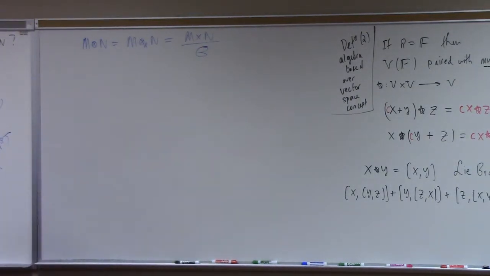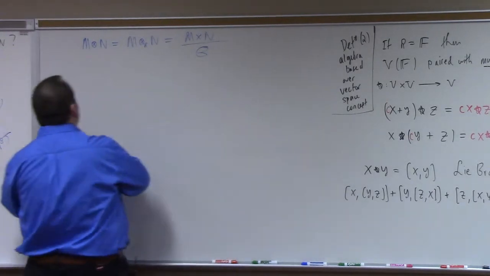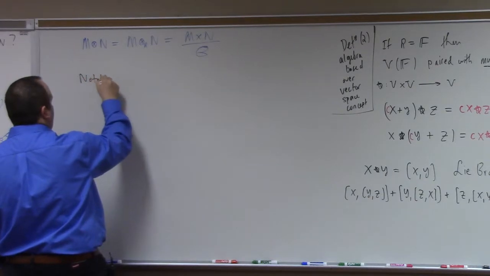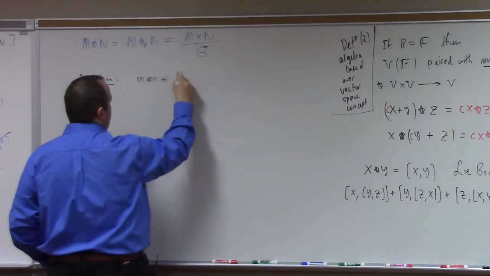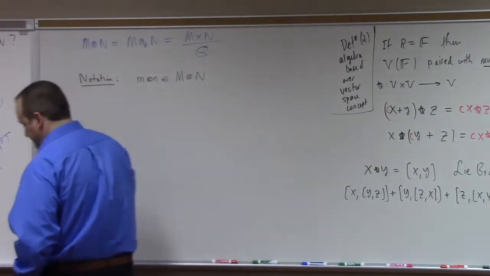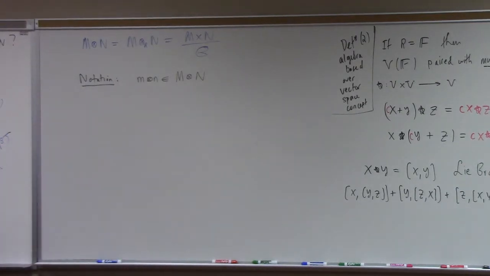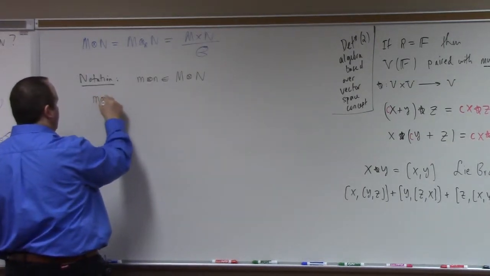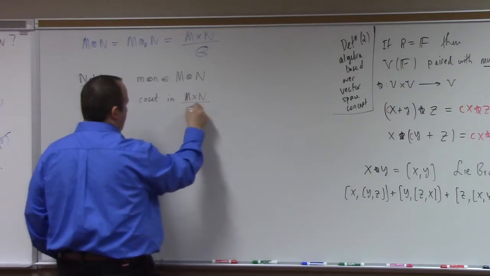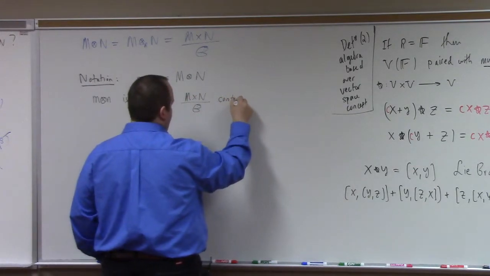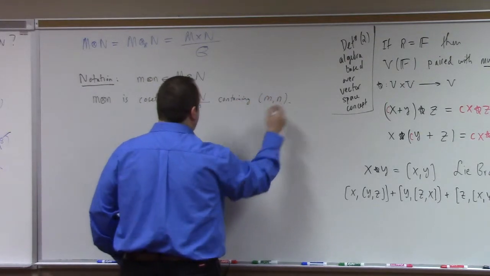We haven't described it yet, but yes, M tensor N, or as it's sometimes denoted, M tensor sub R N, will be just the Cartesian product quotient the subgroup. Right. And so, notation: little m tensor little n is an element of M tensor N. So that's actually a coset. To be more specific, m tensor n is the coset in M cross N mod the subgroup containing the representative m comma n.